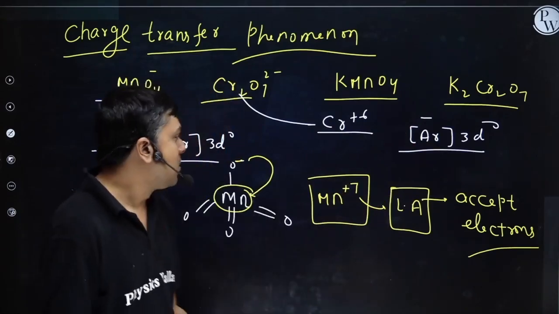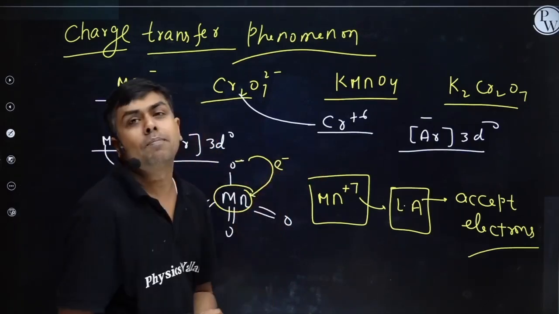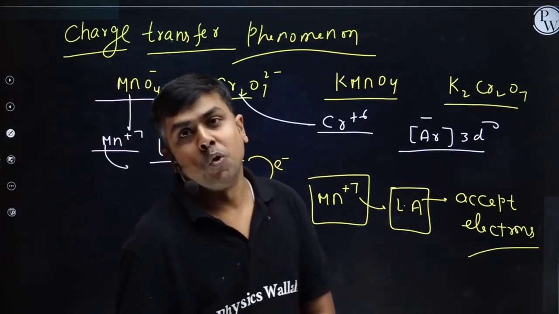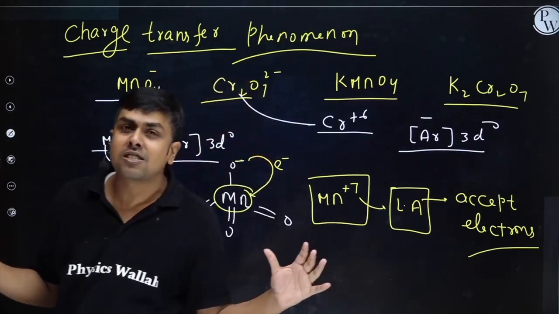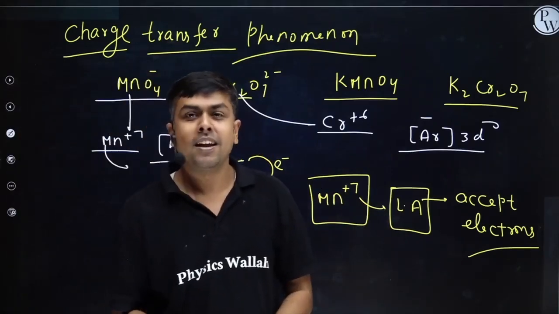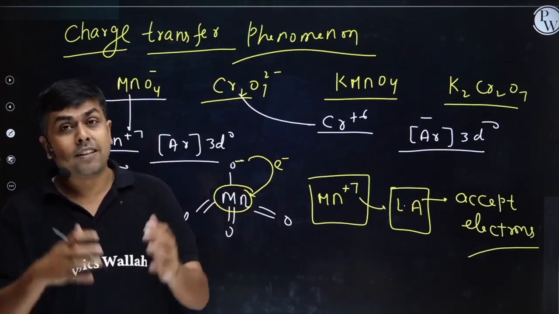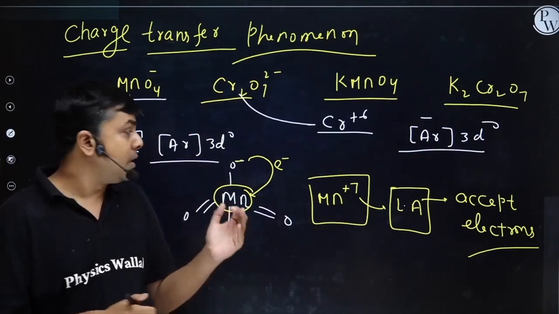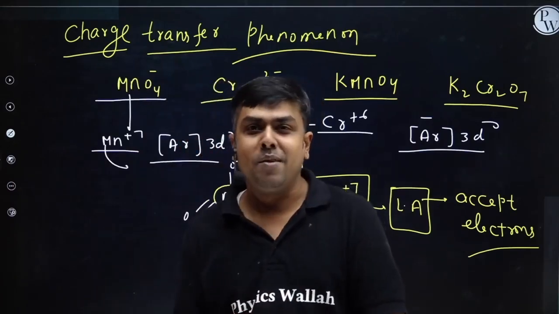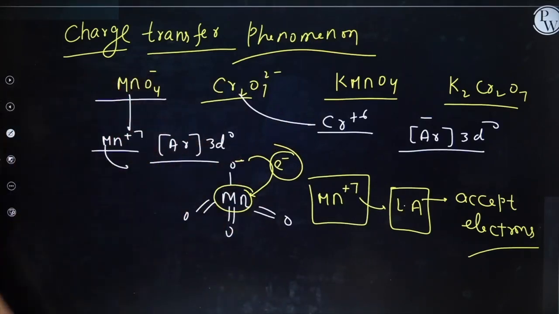Whenever electromagnetic waves are radiated, coloration behavior is observed. Am I clear, students? So because of the transfer of electron from O minus to Mn plus 7, this MnO4 minus is able to show color, and this phenomenon is charge transfer. Transfer of charge, transfer of electron from O minus to Mn plus 7, right? Mn plus 7 is having a vacant orbital, and because of that, it is able to accept this electron. Whenever electronic transition is there, coloration behavior is there, right, students? So I hope this particular phenomenon, charge transfer phenomenon, is clear to you.